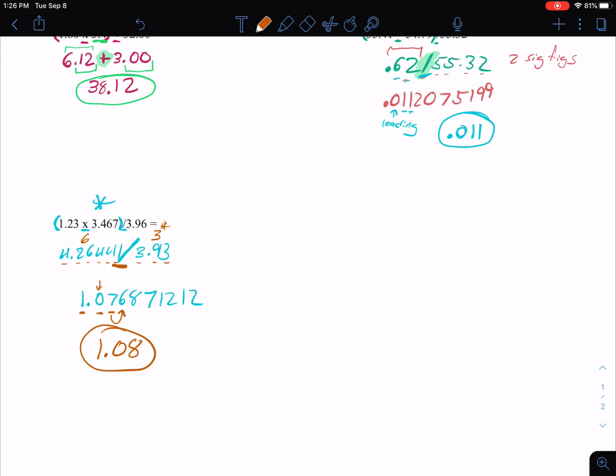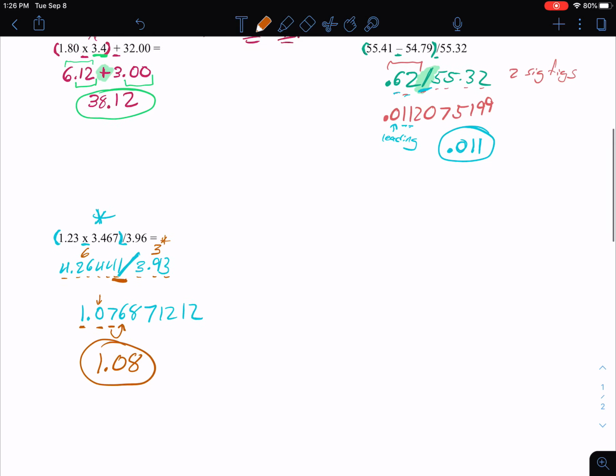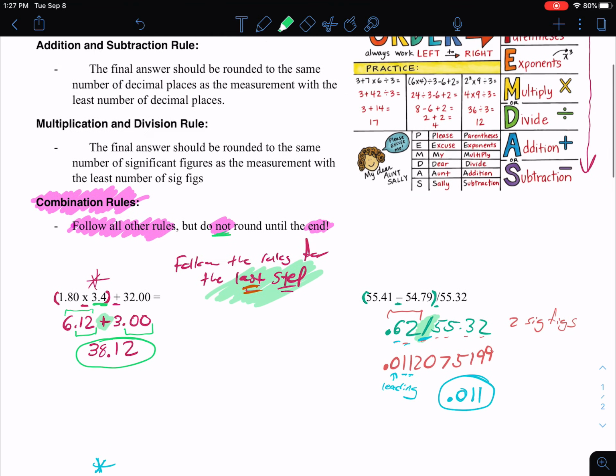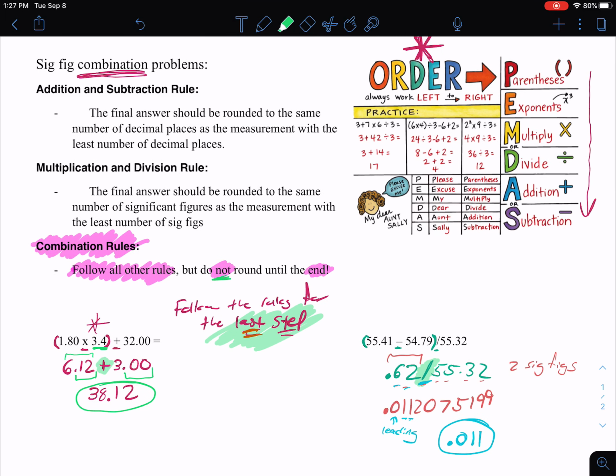So that is how you do combination problems. You keep all of the decimal places until the end, and then you round at the end. Through all of these examples, make sure you keep everything till the end. The last step, you will follow the rules for the last step. That will be deciding how you're going to round your answer, either using the multiplication and division rules or the addition and subtraction rules. Make sure as you're going through this, again, follow your order of operations: parentheses, exponents, multiply, divide, addition, subtraction.